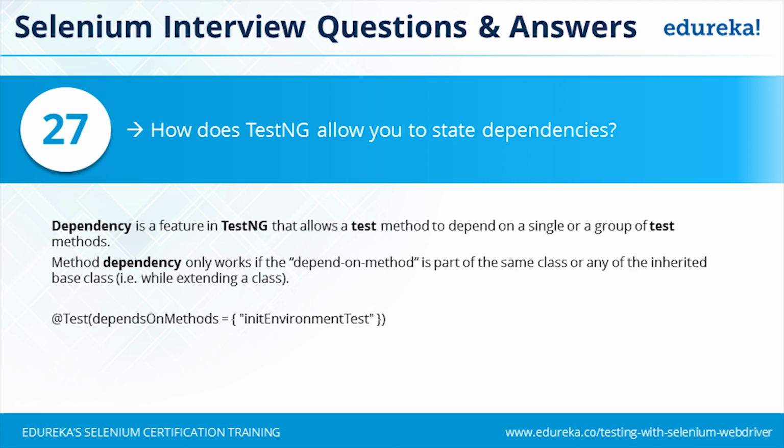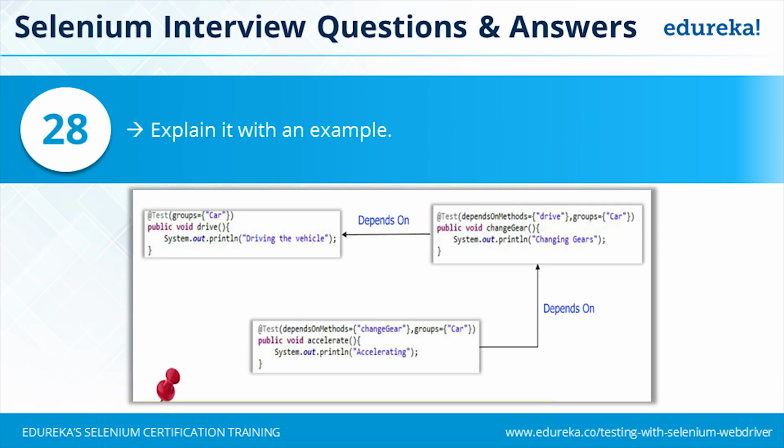So what does this dependency do? Let's take an example first. You have three test cases. The first test method is accelerate, then you have change gear and the drive method. The accelerate method has a dependency on the change gear method. So unless and until the change gear method is executed, accelerate cannot be executed.